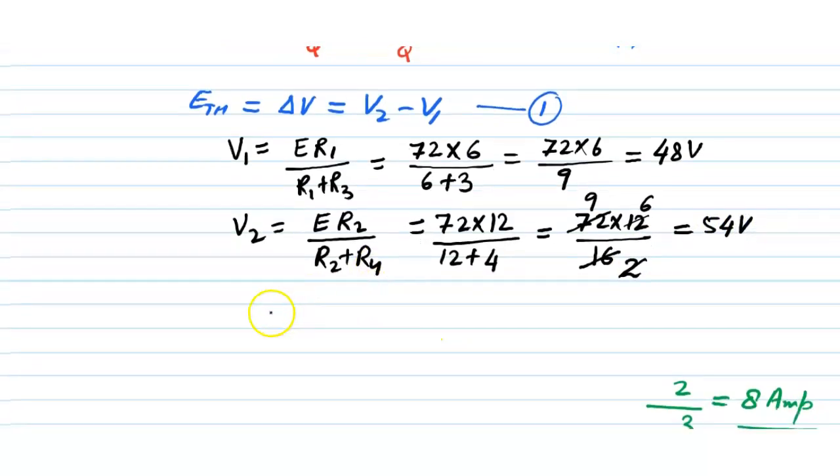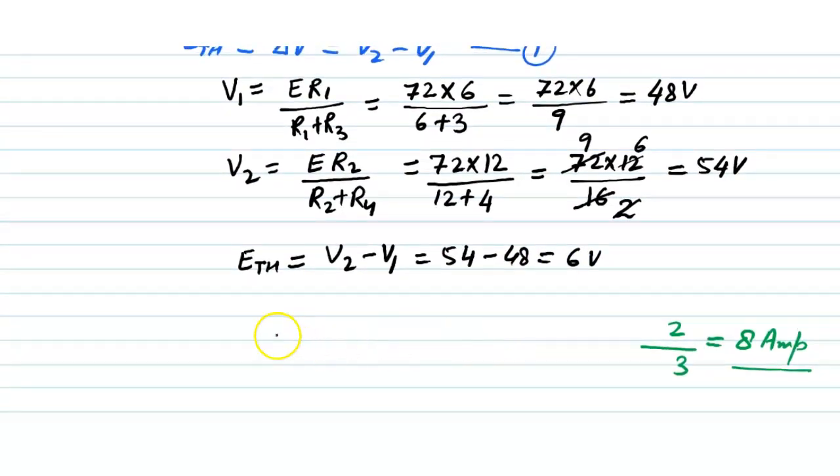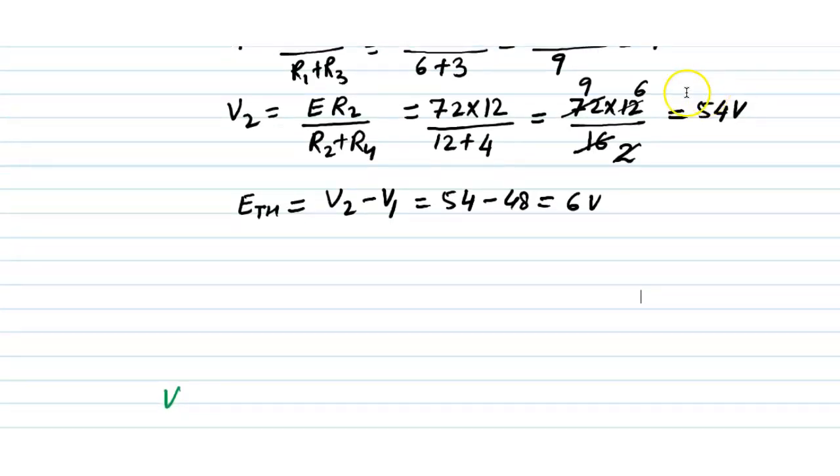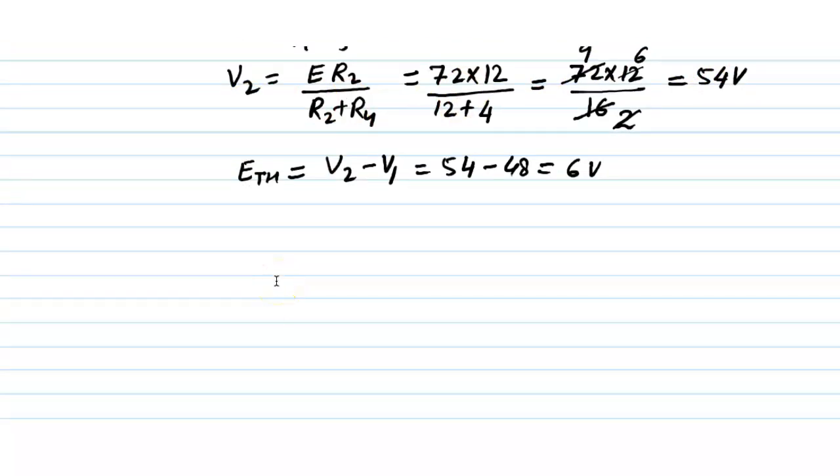The value of ETH is V2 minus V1, and V2 is 54 minus 48, that is 6 volt. So the Thevenin voltage is given by ETH equal to 6 volt.